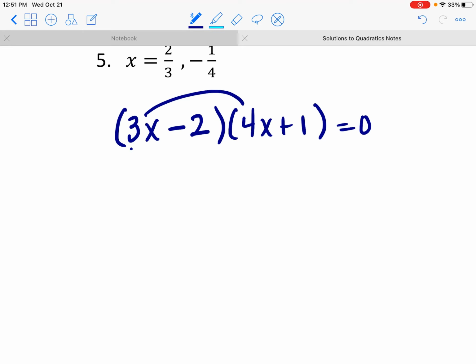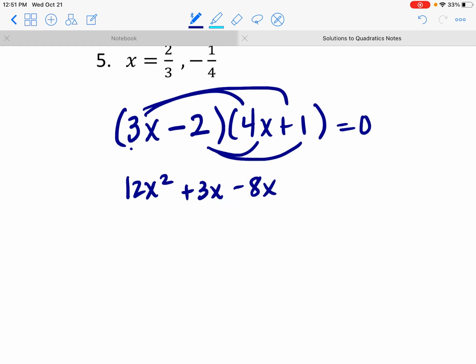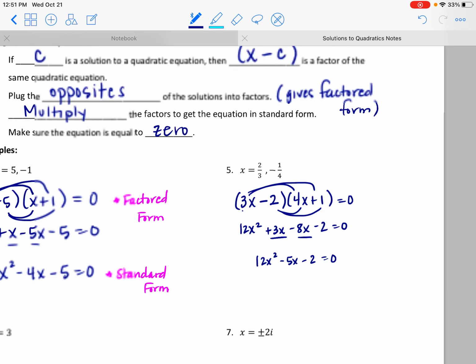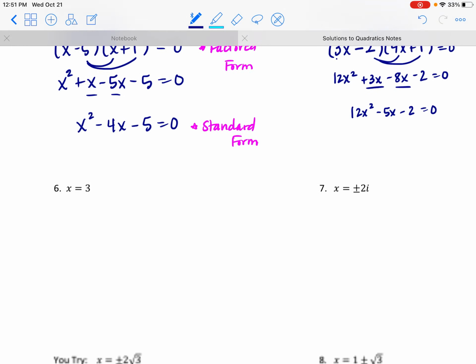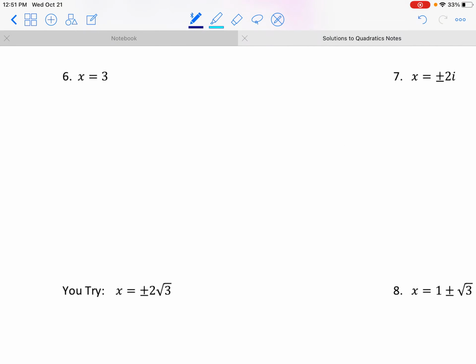If we multiply this out, that's going to give us 12x squared, and then plus 3x, and then minus 8x, and then minus 2, and then combining like terms, 12x squared minus 5x minus 2 is our standard form of that equation. Okay, not so bad. Now how about number 6? Maybe a little bit tricky.